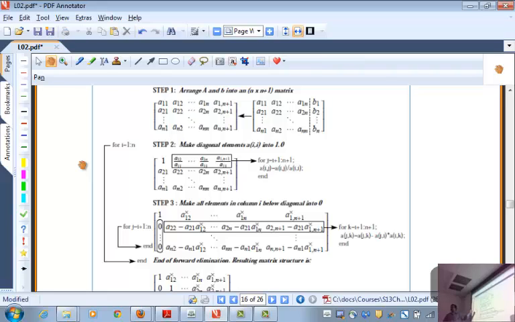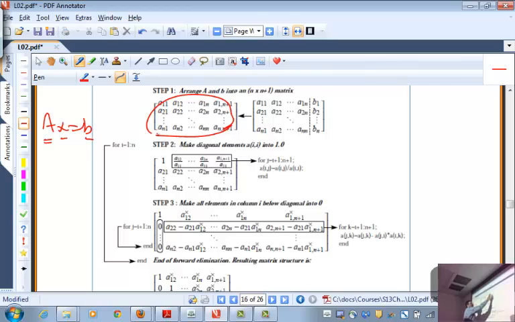The most efficient general purpose method for solving a system of linear equations AX equals B. You are given a matrix A, and you are going to augment it with the vector that you are given. So you construct a new matrix with n rows and n plus 1 columns, where the n plus 1 column is your matrix B.